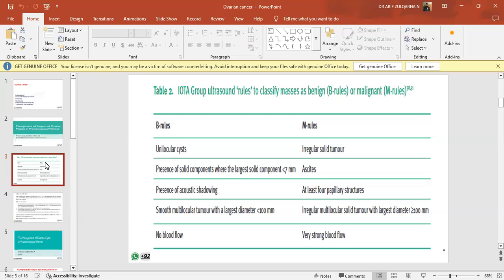And irregular multilocular solid tumor with largest diameter more than 10 centimeter. Okay, more than or equal to 10 centimeter. If it is 10 or more, then it is in favor of malignant, and there is very strong blood flow. So according to these rules, you will classify the ovarian mass as benign or malignant.